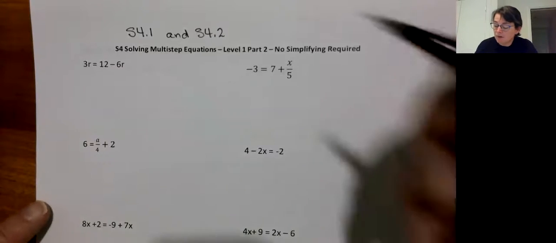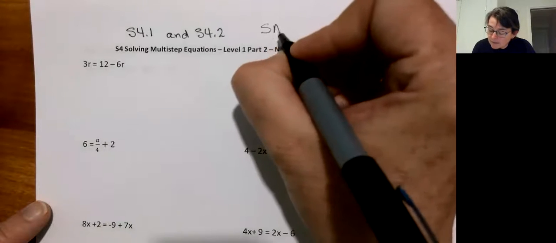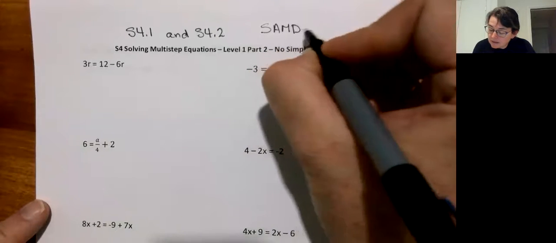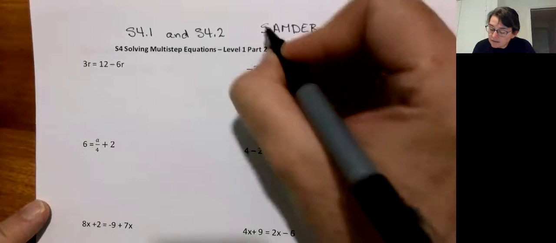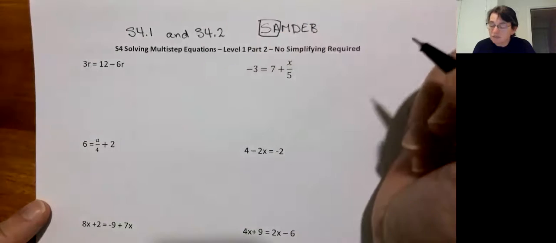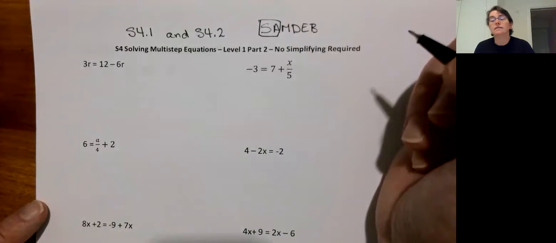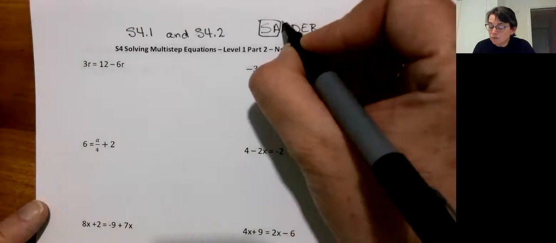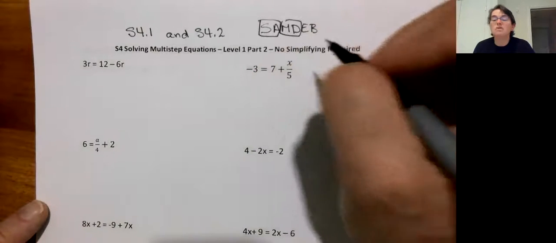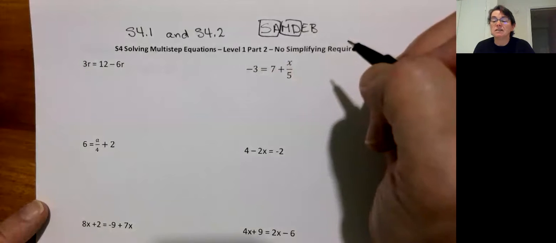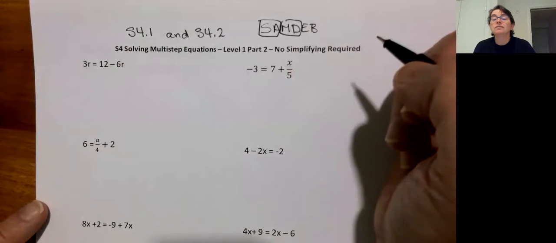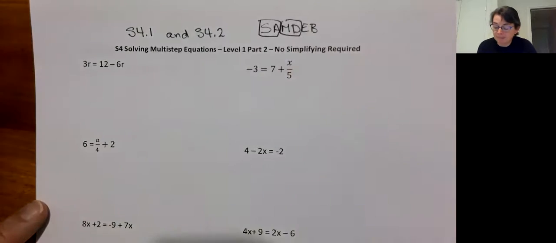All right, remember, we are looking at SAMDEB. So the first thing we're going to do is addition and subtraction, and that's going to move my variables to one side, the letters, and the numbers to the other. And then we're going to use multiplication and division, almost always division, to get the variable alone and all by itself. In other words, to have a 1 in front of it.